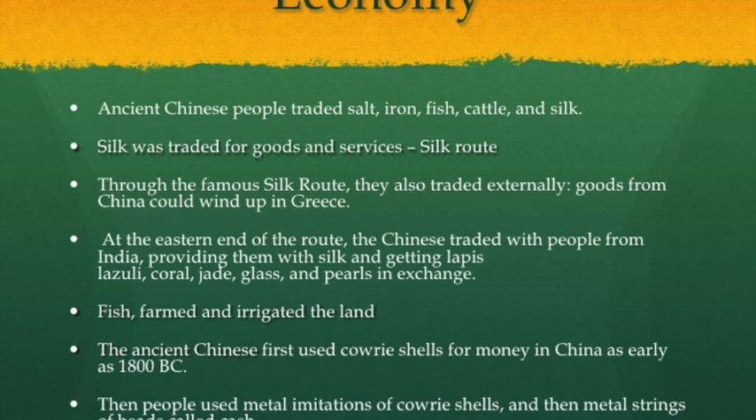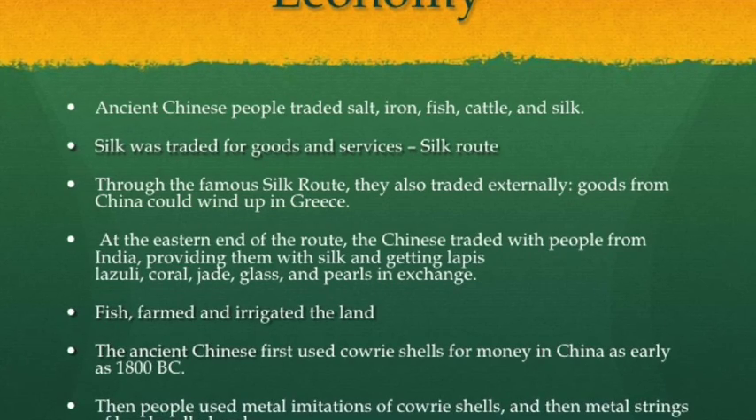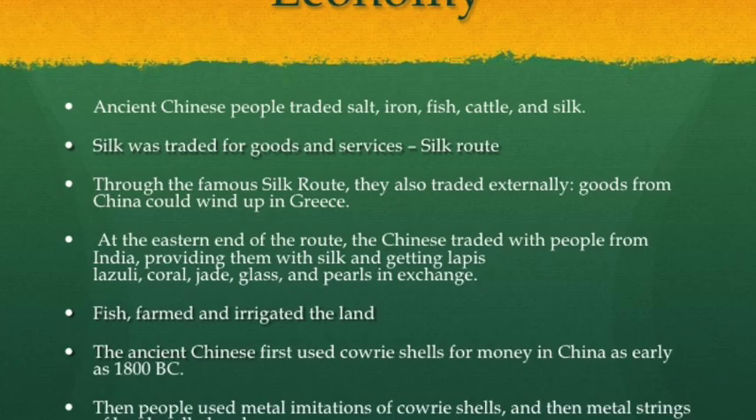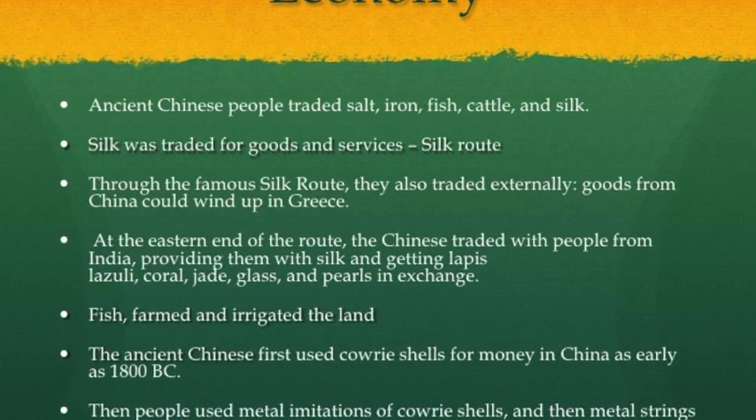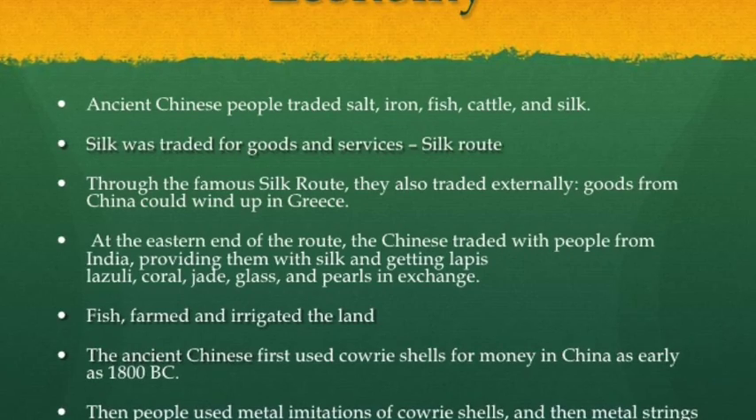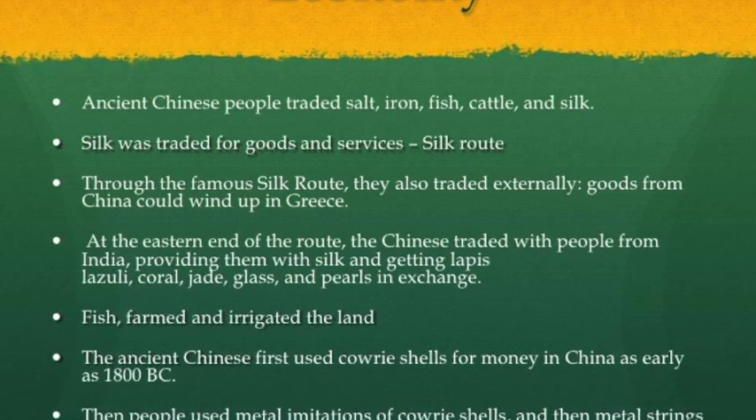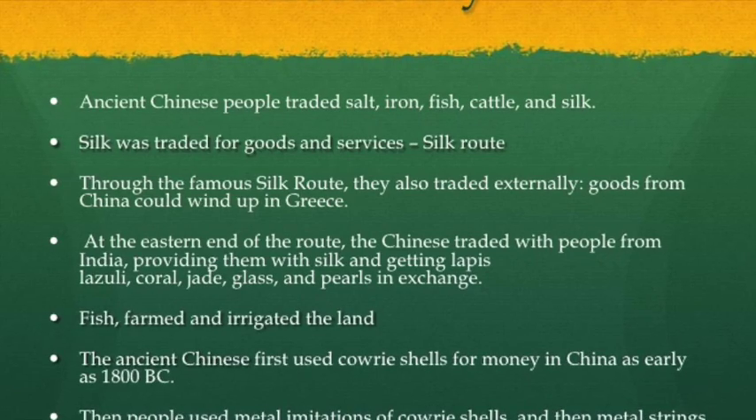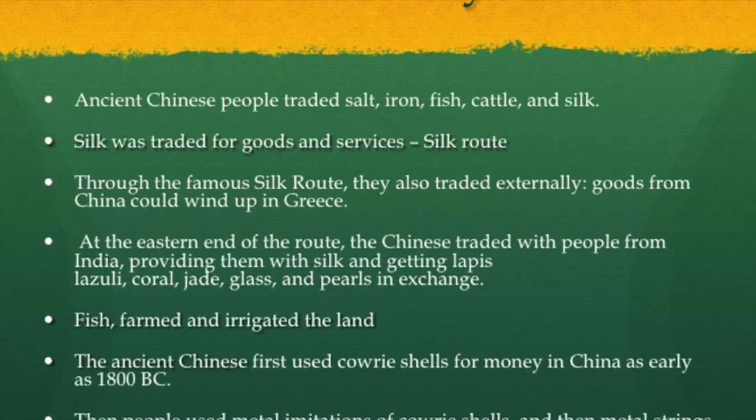Now, the basic economy of China was agriculturally based, predominantly on the growth of rice. Silk was the big money maker. The Silk Road and the Silk Route was the big income maker. The Chinese at one point used a type of shell for money, but they also had the first form of printed money.